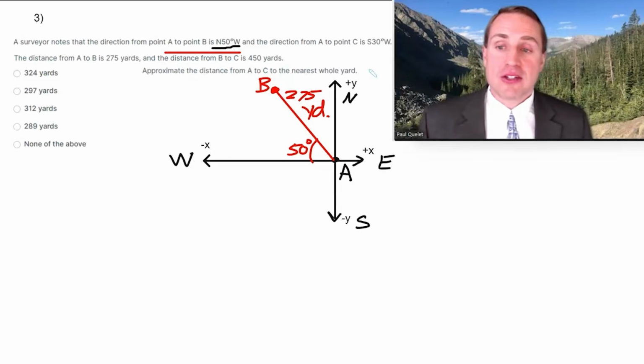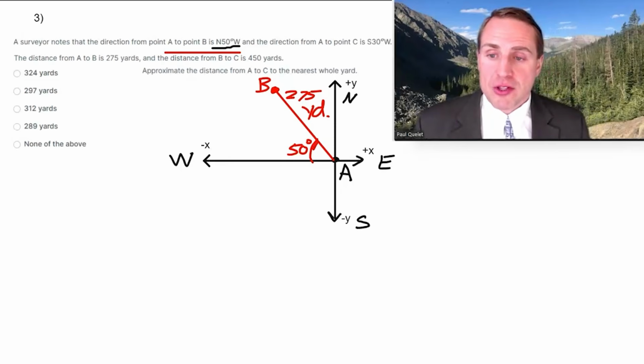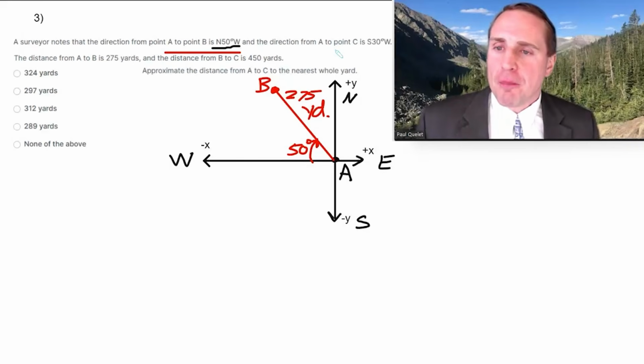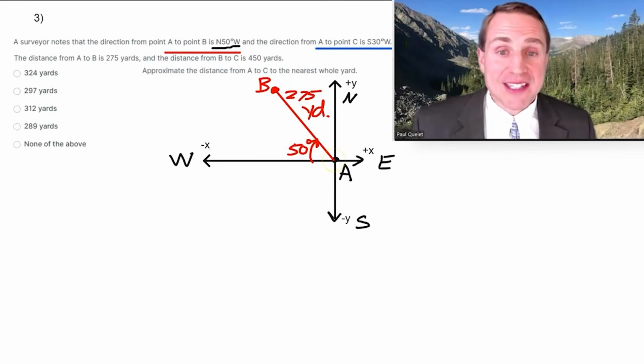It's 50 degrees north, that's rotated towards the north, from straight west. Let's do the same thing from point A to point C. That is 30 degrees south of west. So 30 degrees south of west.